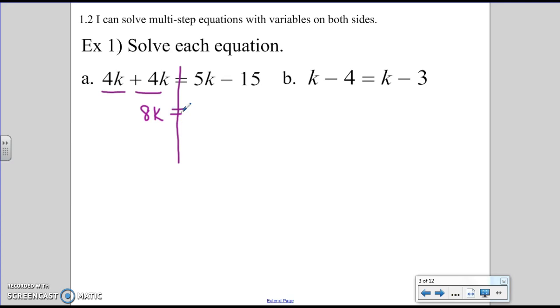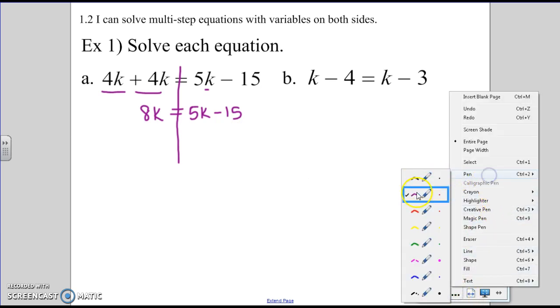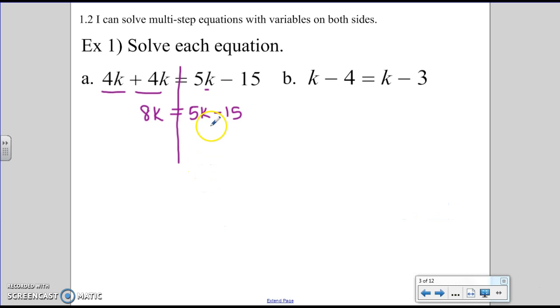Step 3 tells us to combine like terms on the right side of the equation. So this time I'm looking at the right side. I have 5k and negative 15. Those aren't like terms, so I can't do anything there. We'll leave that. The next step is trickiest for students. We need to make sure we don't combine our like terms through the equal sign. We need to cancel to move it over.